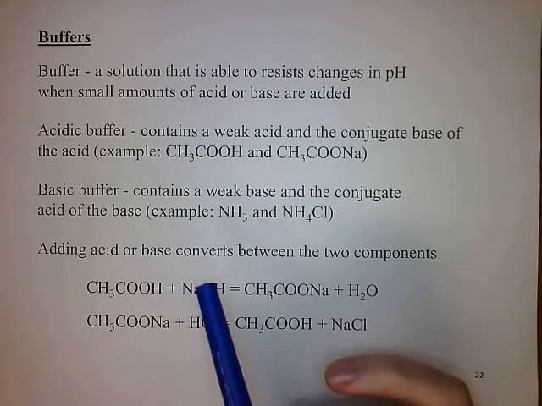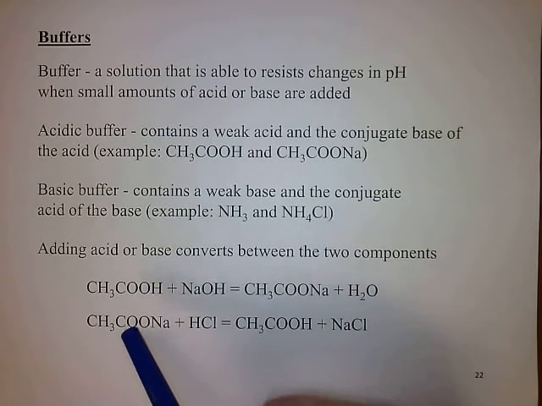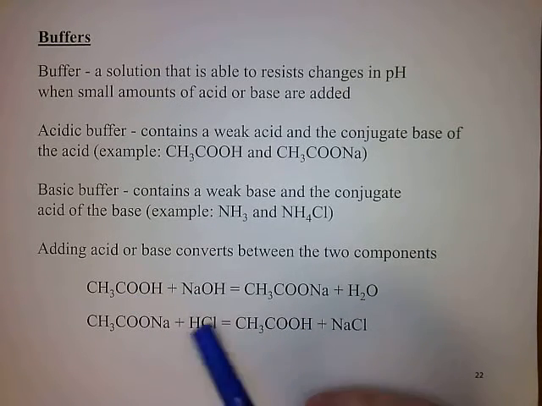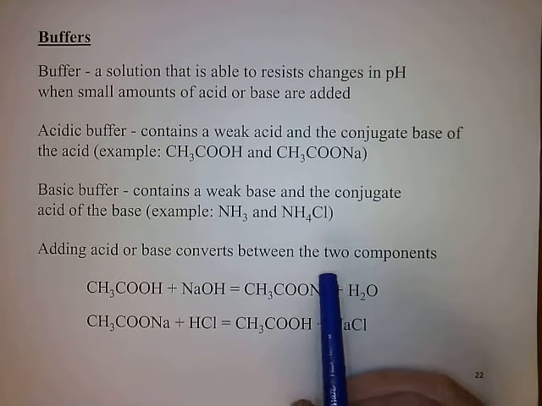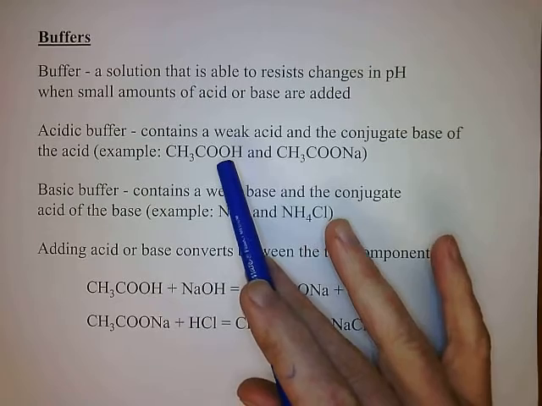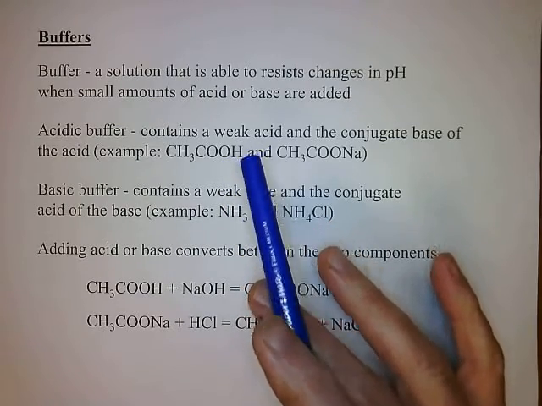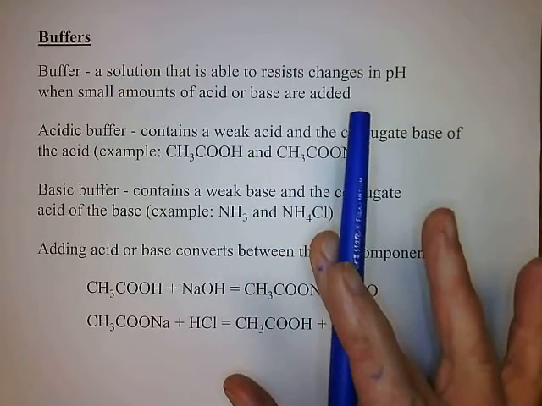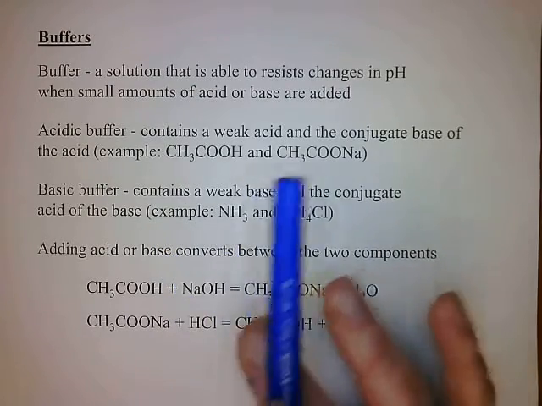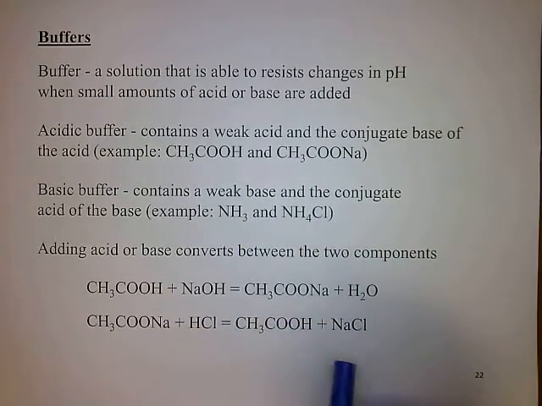So how does a buffer work? How is a buffer able to resist changes in pH? It works by interconverting between the two components. So remember, again, you have two things in that buffer: the acid and the conjugate base, or the base and the conjugate acid. So when you add acid or base, you interconvert between the two forms.